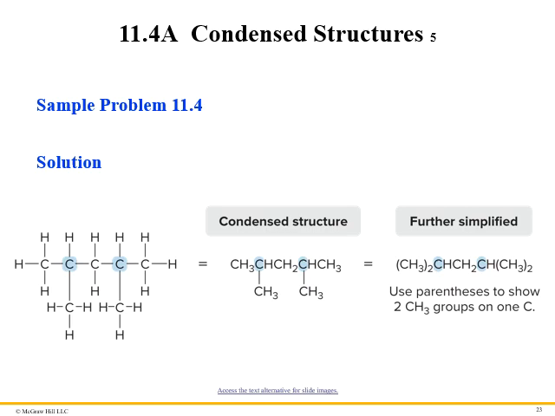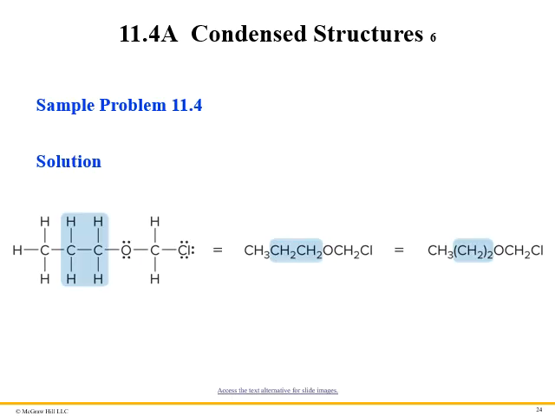So one way in which you can actually condense it is the structure here in the middle. 5 carbon atoms, carbon 2 and 4, they have CH3 groups, and then just write everything without the bonds. You can further condense this and say these two CH3s, put them in a parenthesis, and then these two CH3s, you can also put them in a parenthesis.